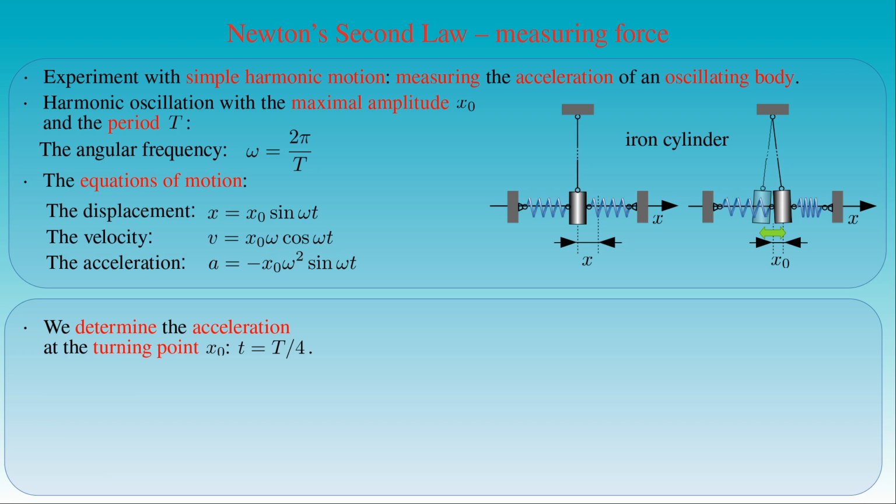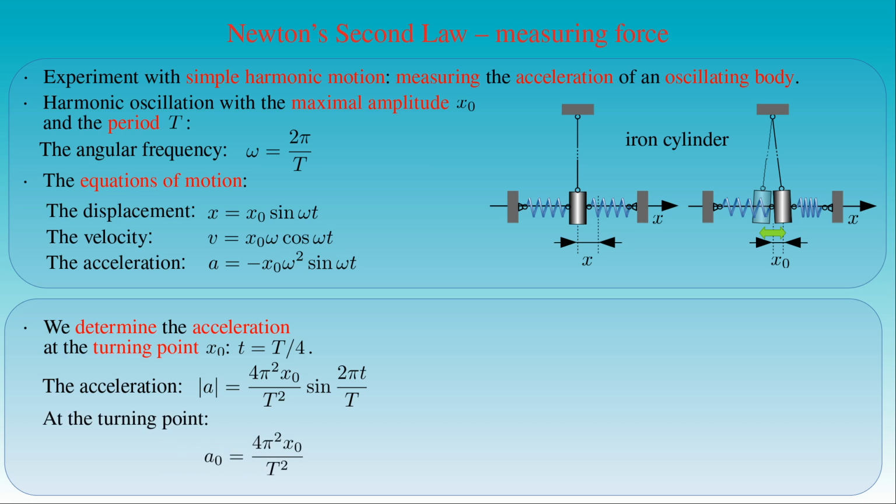Since we can substitute the expression of the angular velocity omega into the equation of acceleration, we obtain 4 pi squared times x0 divided by the square of the period, times the sine of 2 pi times t divided by the period. Here it is enough to use the absolute value of the acceleration. Then the magnitude a0 of the acceleration of the cylinder at the turning point x0 is equal to 4 pi squared times x0 divided by the square of the period T.